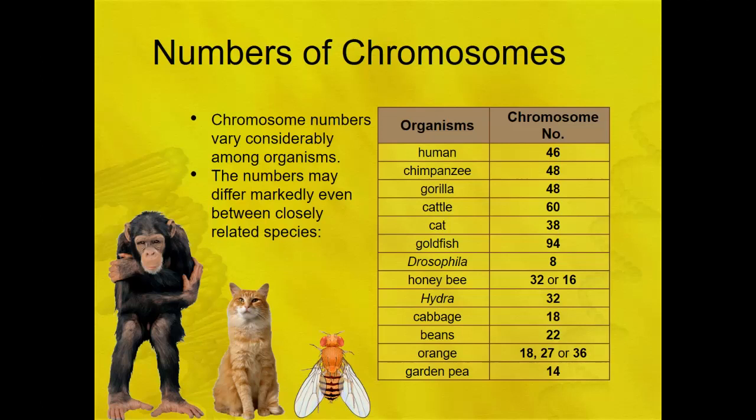We also pointed out that there are some species that have different numbers, whether it's the male versus the female, like we see in the honeybee, or when you start looking at the orange, where you have two different species, an 18 and a 36, and then you have hybrids, which have one sex cell from each at 27.